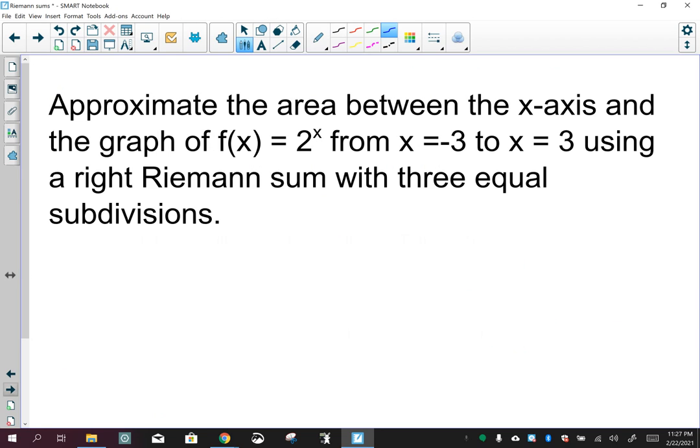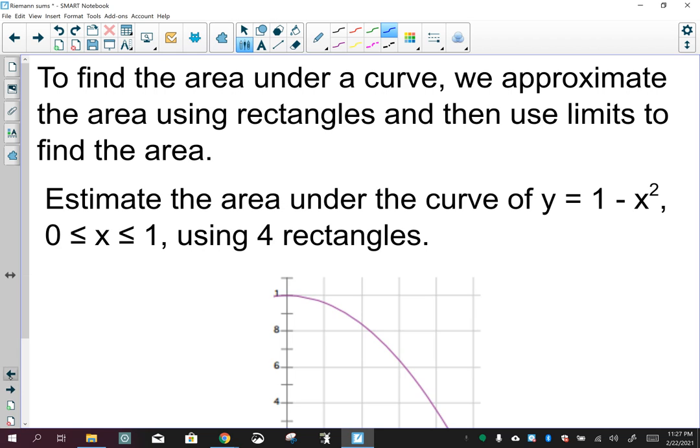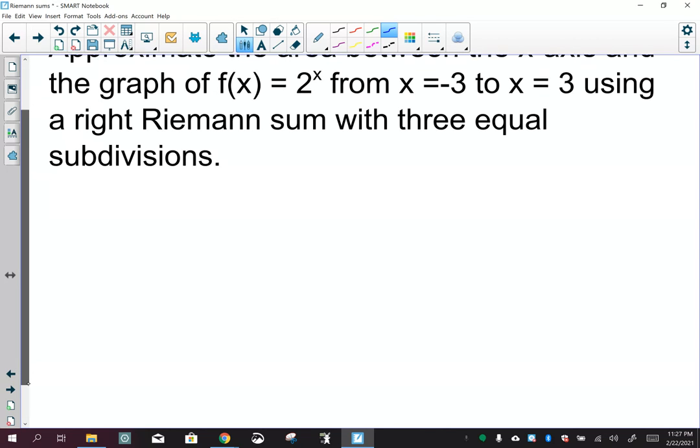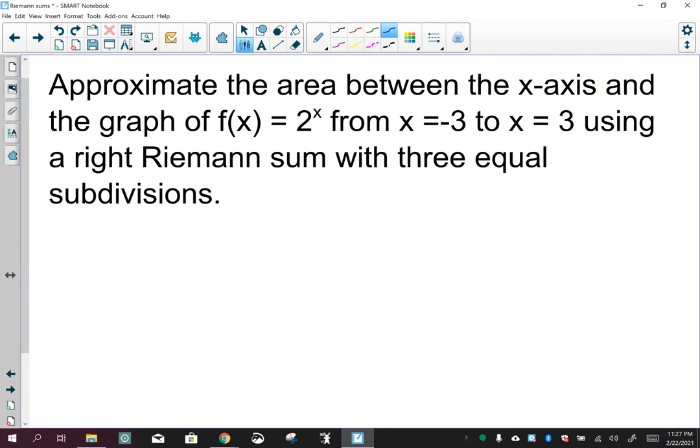All right. So what if I give you nothing except an equation? We want to approximate the area between -3 and 3 of f of x equals 2 to the x, and we want to use right Riemann sums with 3 equal subdivisions. If I'm going to go through this, basically you're going to make a table. The first thing you need to do is go from -3 to 3.